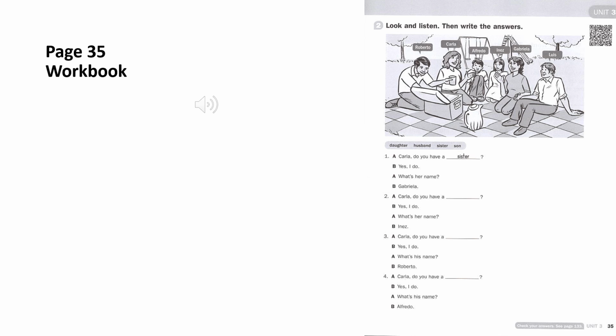Page 35. Exercise 2. Track 11. 1. Carla, do you have a sister? Yes, I do. What's her name? Gabriella. 2. Carla, do you have a daughter? Yes, I do. What's her name? Inez.